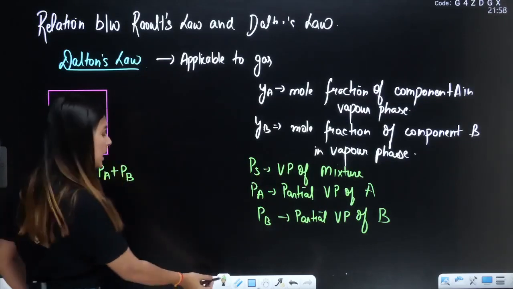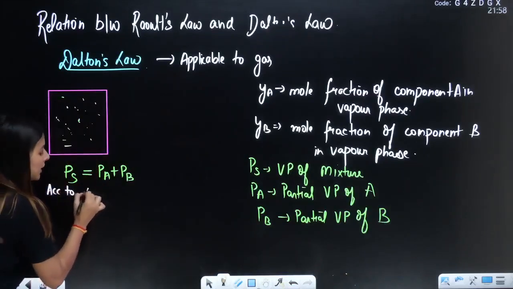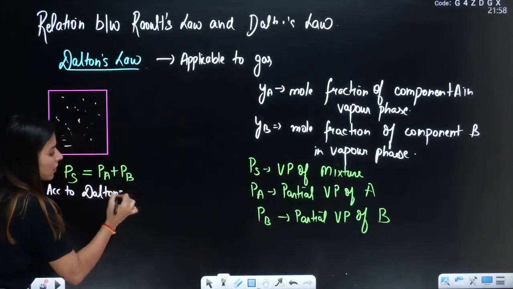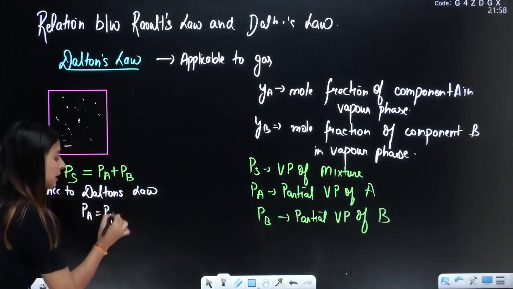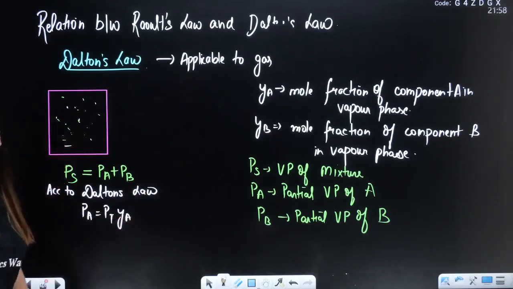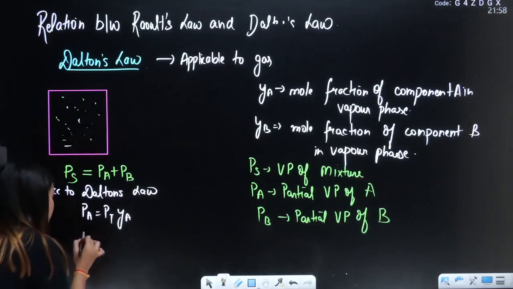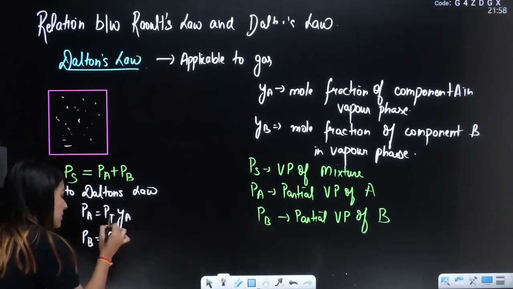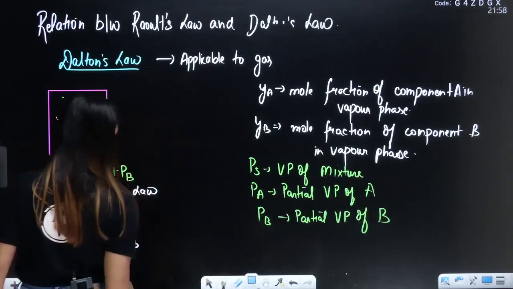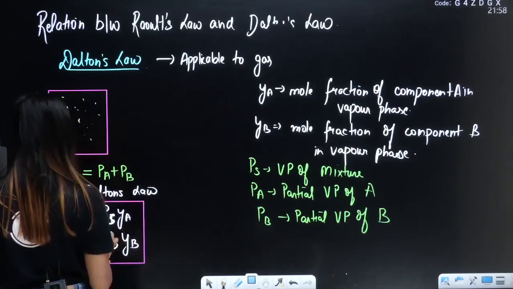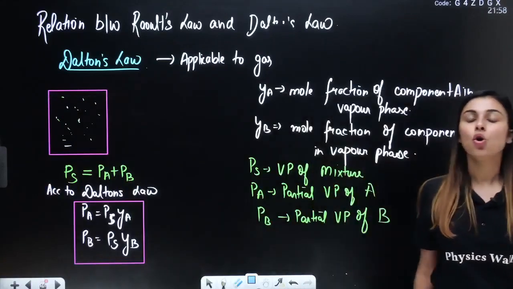Now, my dear students, according to Dalton's law, partial pressure of A is equal to P total into mole fraction of A in the gaseous phase. This was what is known as Dalton's law, and PB will be equal to PS into mole fraction of B. This was what is known as Dalton's law. I hope you can memorize it or you can understand it.